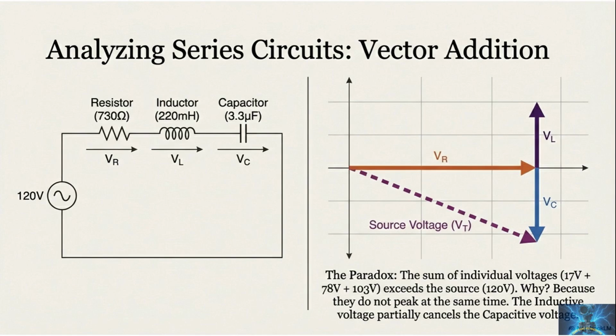Series circuits, vector addition. In a series AC circuit, the current is the same through each component, but the voltages can be out of phase. So the total supply voltage is the phasor sum of the resistor voltage, inductor voltage, and capacitor voltage. This explains a classic surprise. Individual voltage magnitudes can add up to more than the source voltage because they do not peak at the same time. Some of those voltages partially cancel in the phasor diagram.